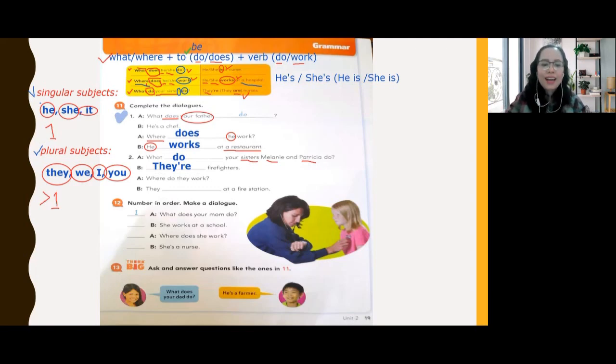Look at this ya. We don't need to complete the questions more. It's already provided ya. Since the subject used here is they, so according to our rule, we have to use do.